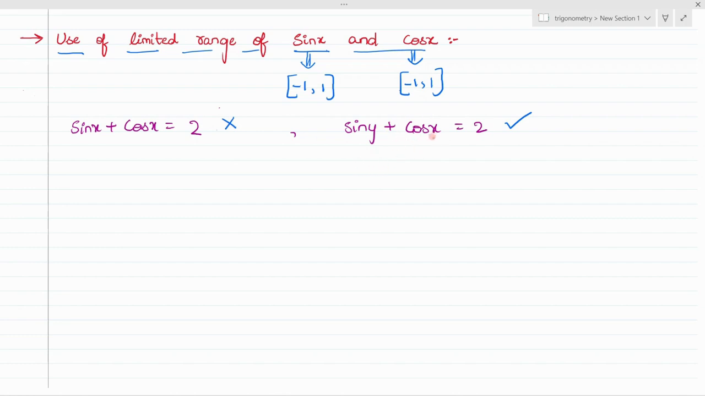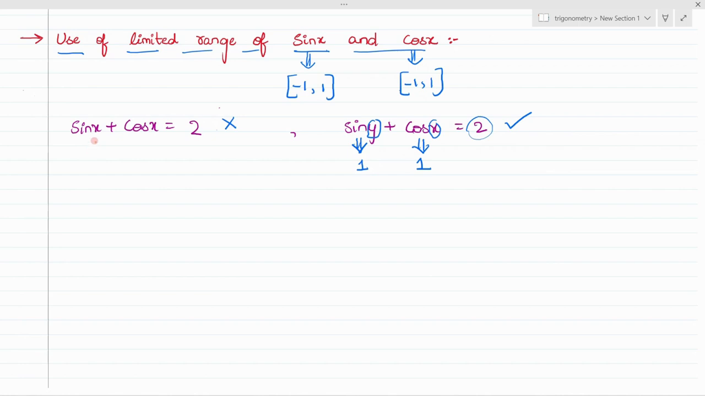Why? Let's see here. Just now we discussed that the maximum value of sin y is 1, and the maximum value of cos x is also 1. Here the answer can be 2 because x and y are different. The angles are different over here.